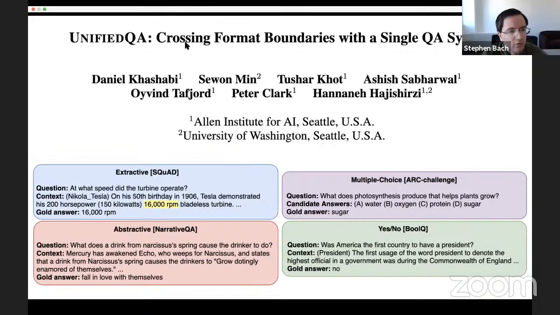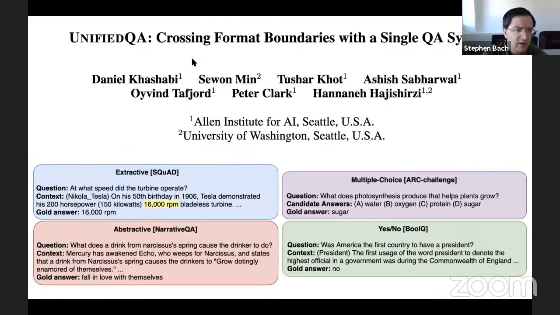One related work studying multitask learning is this work on UnifiedQA. And what they did was they took a T5 model and fine-tuned it in a multitask fashion on many different formats of question answering: extractive, abstractive, multi-choice, yes/no, etc.